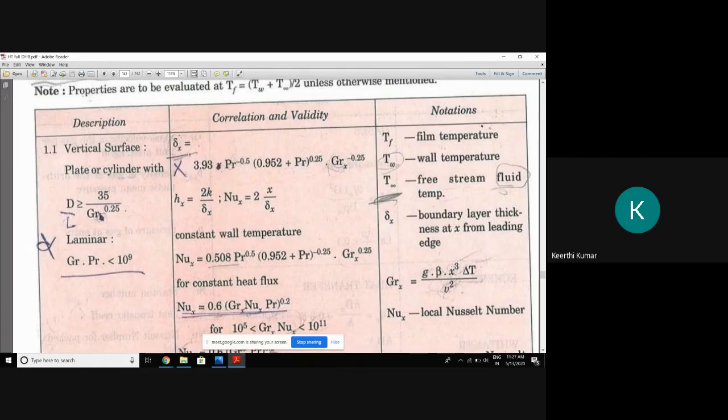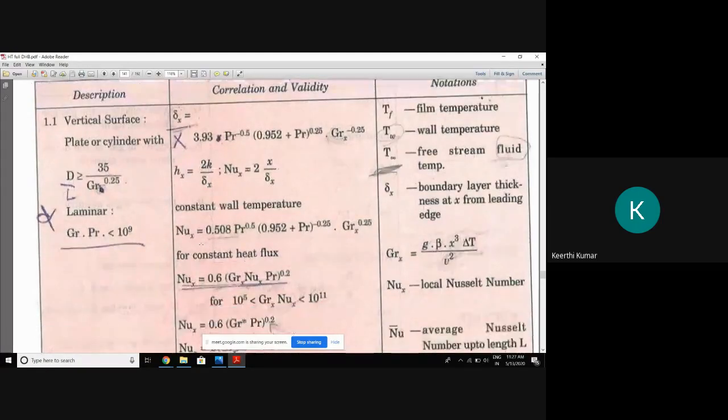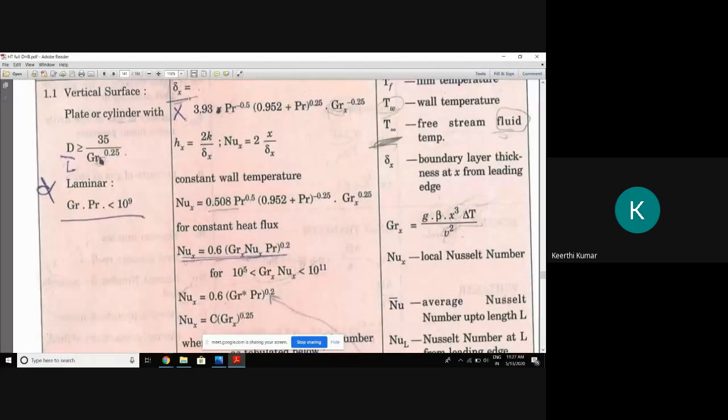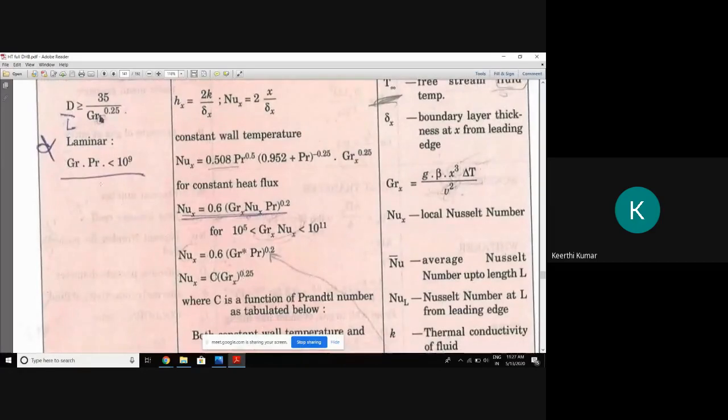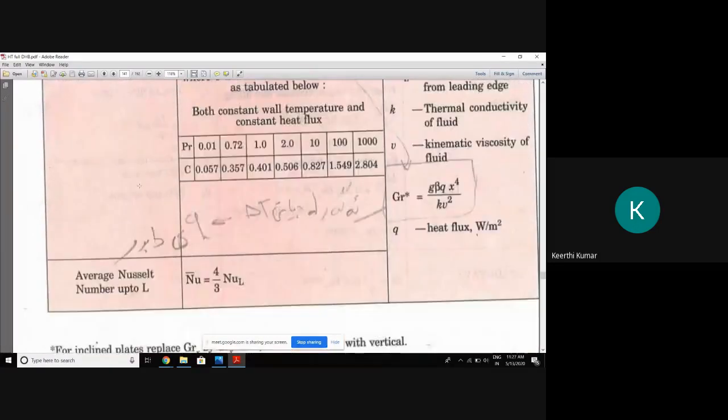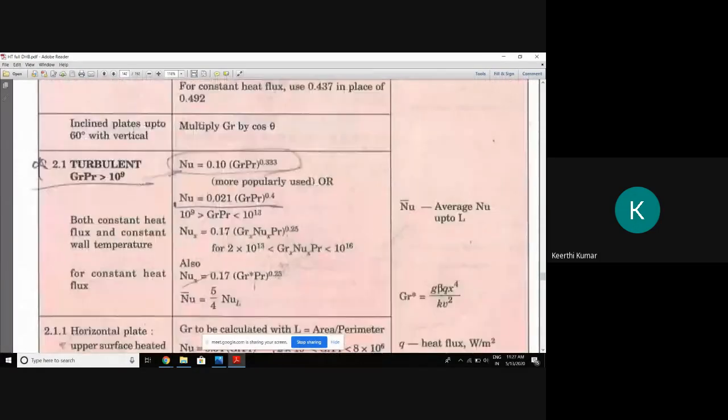So here the value of x depends upon the shape. If it is a horizontal or vertical plate, we can take the length itself, that means the length or width of the plate which is parallel to the motion of the fluid. And I can use this equation: Nusselt number is equal to 0.4 something, C into Gr into 0.25 whenever the value of Grashof into Prandtl number is greater than 0.9. If it is less than 0.9, you can use that. If it is greater than 0.9, I'll use this.